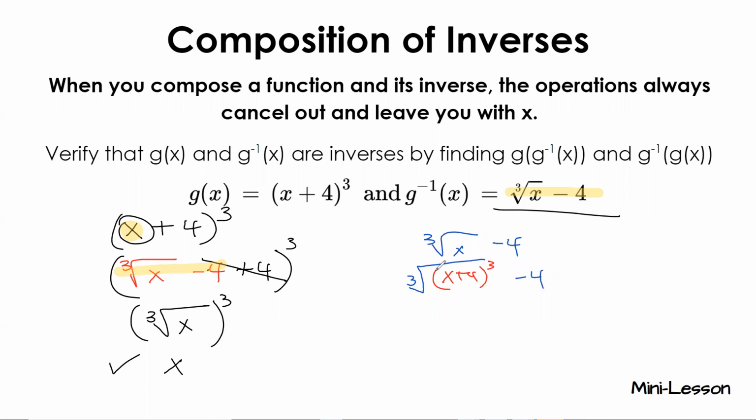So when we simplify, we're going to get x plus 4 minus 4. This will cancel, so we get x at the end. You have to make sure that it works both ways. So you have to do both of these. And if you get x at the end and they're both right, then these are inverses of each other.